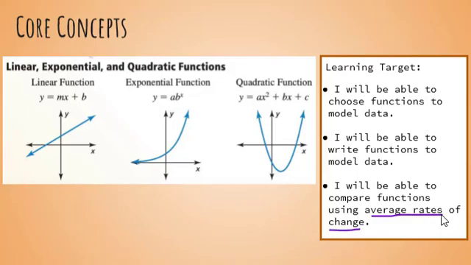So average rate of change is kind of like your slope. You're looking at the change in y's over the change in x. Slope is specific to your linear function. So for our other functions, we calculate the average rate of change, but the formula is still the same. Over here in your core concepts, you have your linear function and the standard form of the equation shown, your exponential and that equation, and quadratic and that equation. So keep this in mind as we're working through this section.